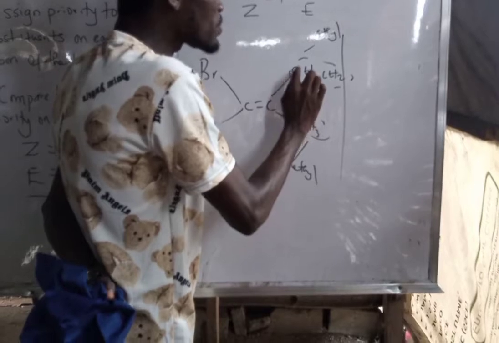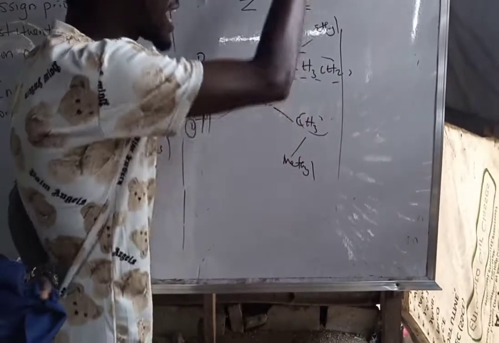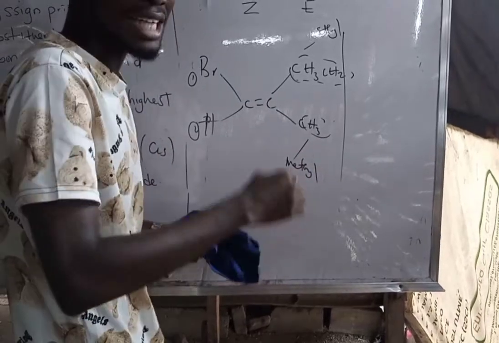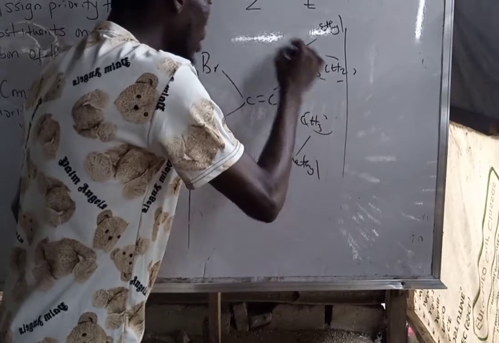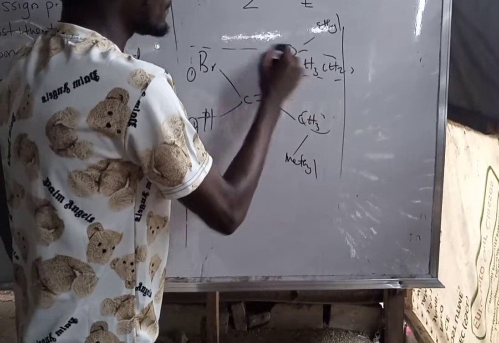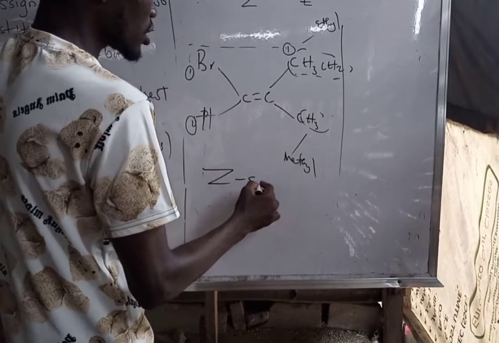Because of this bonding with these carbon atoms here, it's telling you that this ethyl has higher priority than methyl. That is, it has a higher atomic number than methyl. So I have 1 here. You can see the ones are facing each other. They are on the same side of each other. So I can take this to be my Z system.